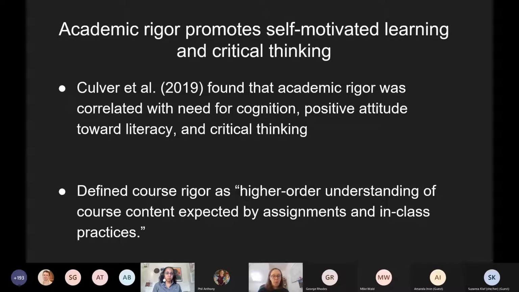And why we wanted to really highlight this and thought this was a really important study was because they were very rigorous in thinking about how they defined rigor and how they looked at classes that were using rigorous practices, right? So they defined rigor as higher order understanding of course content expected by assignments and in-class practices, right? And so as part of this, they were really questioning the adequacy of certain definitions of rigor, and particularly those that centered rigor around things like heavy workload, right?